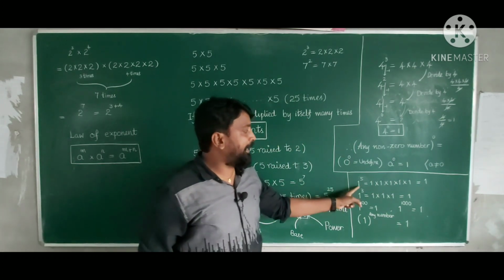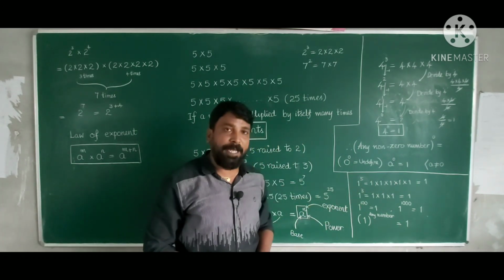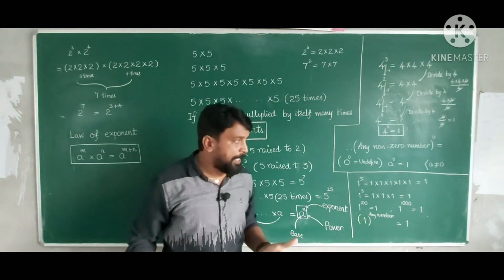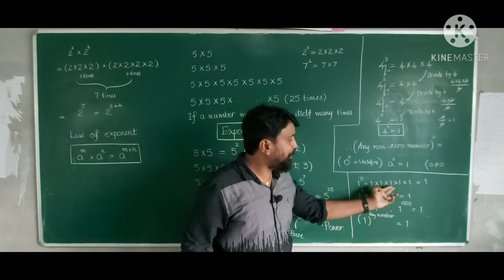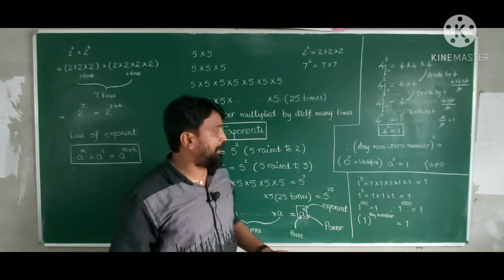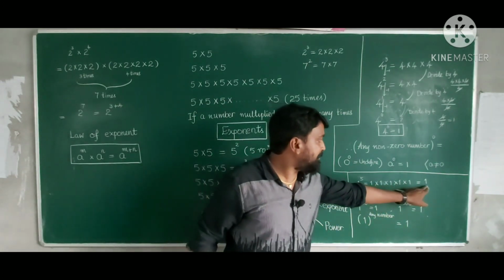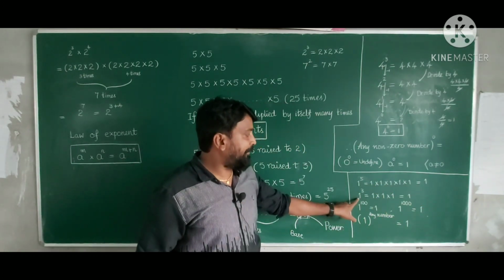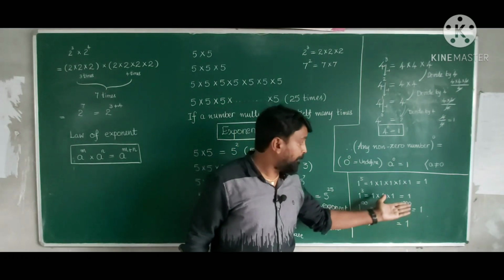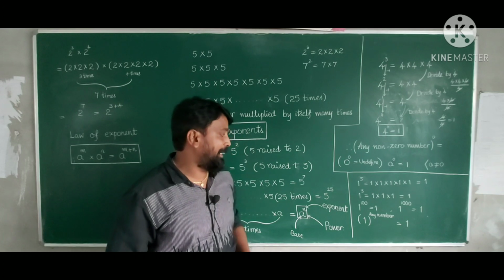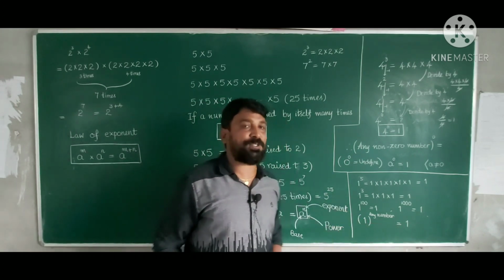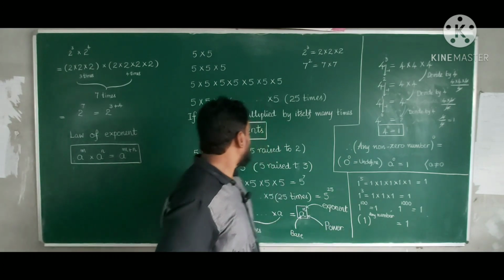For example, I am taking 1 power 5. 1 power 5 means 1 into 1 into 1 into 1 into 1, 5 times. But 1 into 1 is 1, and again 1 into 1 is 1. However many times you multiply with the same number, we always get 1 only. Similarly, 1 power 3 is also 1, and 1 power 100 is equal to 1. 1 power 1000 is also 1. So that is why we can generalize that 1 power any number is equal to 1, right.